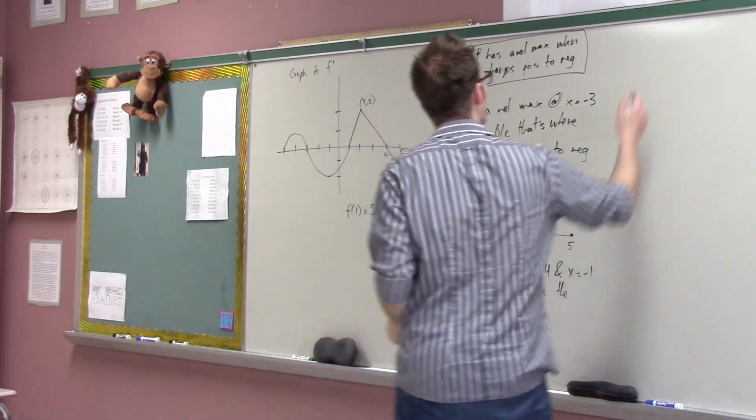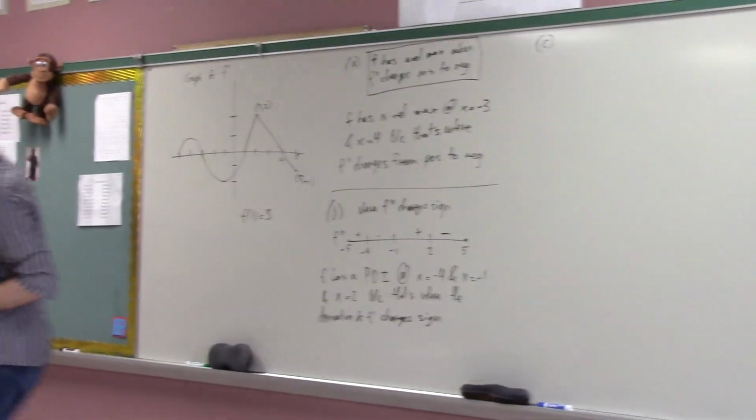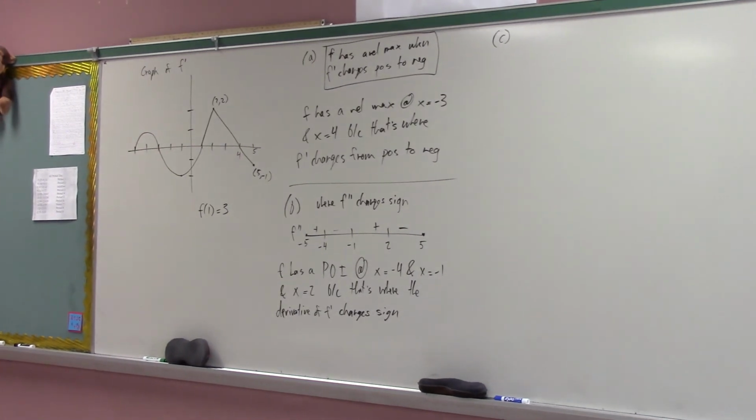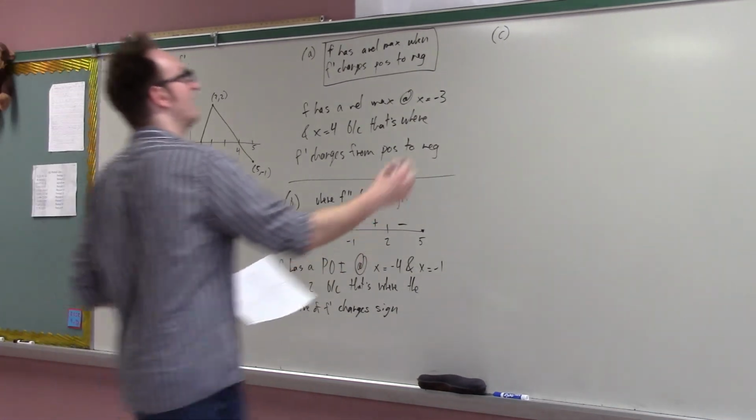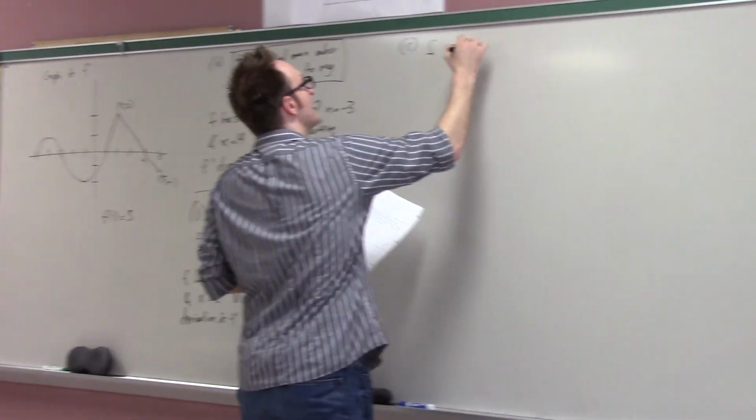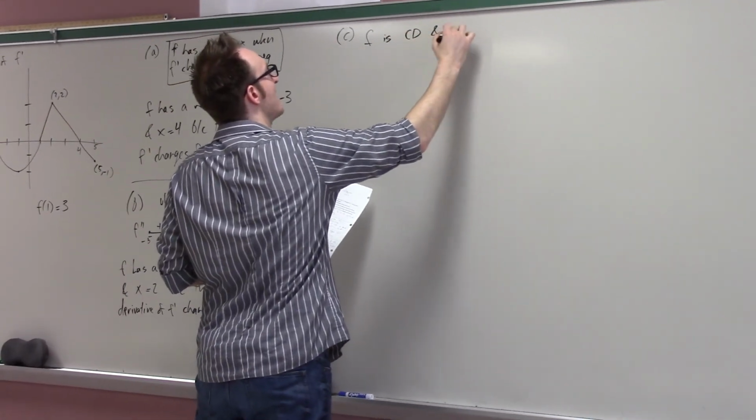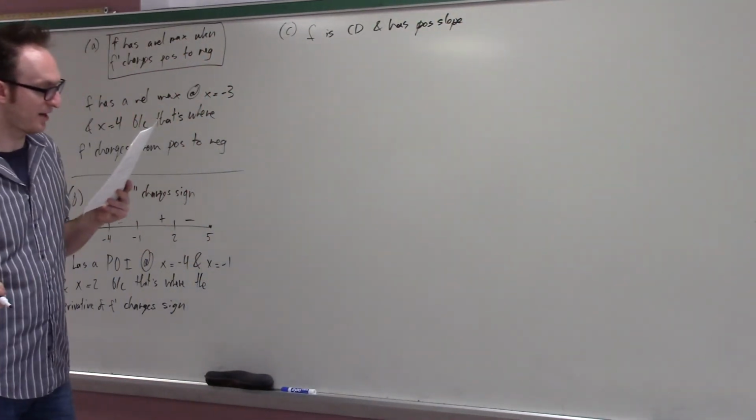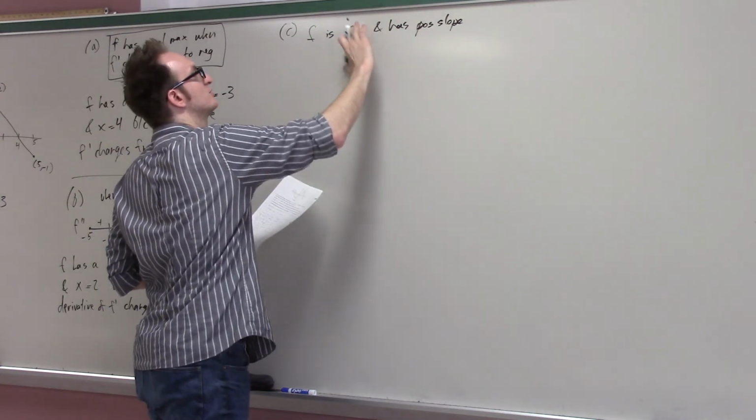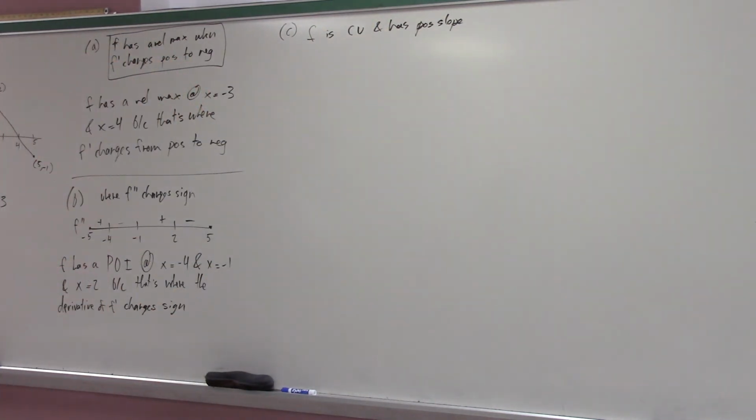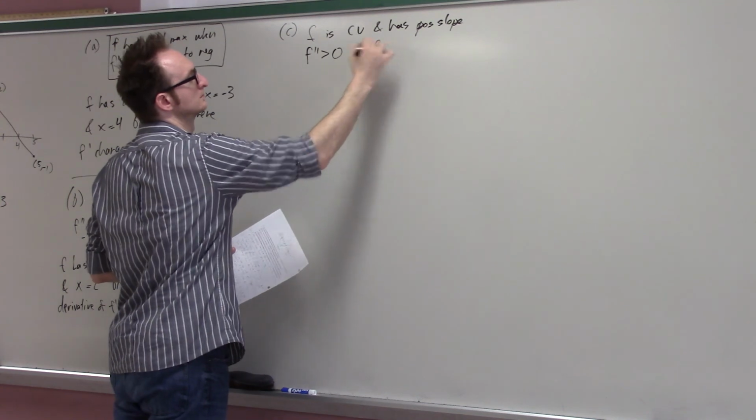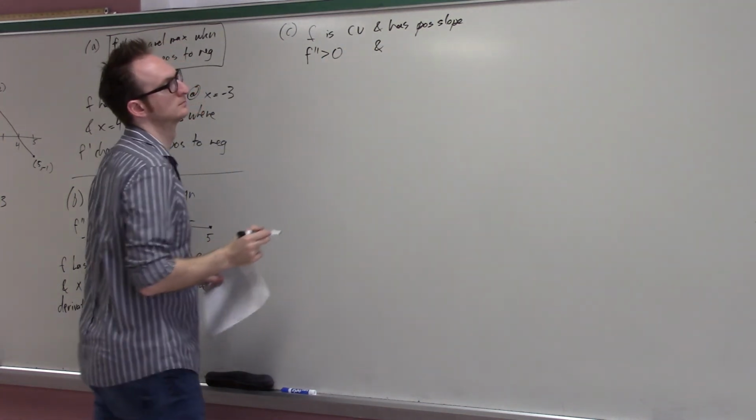Okay, cool. Now it starts to get a little bit harder. So part C, actually no, C's still kind of easy. It says find all intervals on which the graph of f is concave up and has positive slope. Can you translate that back into sort of calculus language? Concave up means f double prime is greater than 0, and that means f prime is increasing.